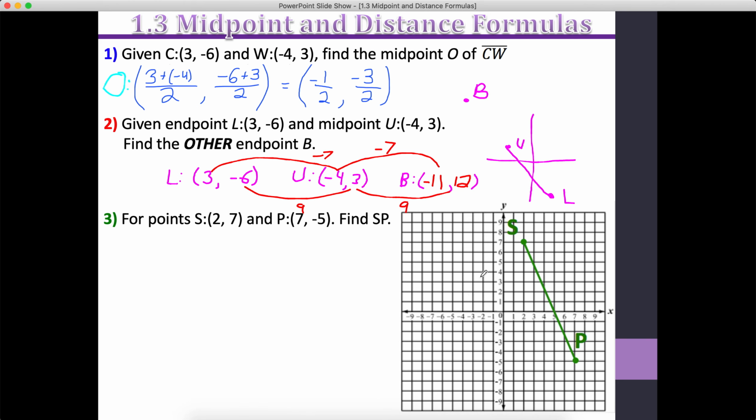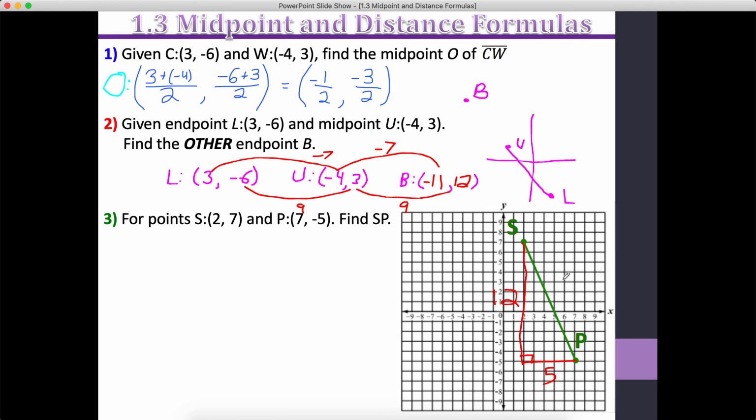You could use the distance formula, but what I would suggest is not using the distance formula. What I would suggest is straight up turning this into a right triangle, because horizontal is perpendicular to vertical, and then trying to find the hypotenuse of it, given that we can count the leg lengths. From 2 to 7 is 5. We can even count that, right? 1, 2, 3, 4, 5 units. From -5 to 7 is 12 units.